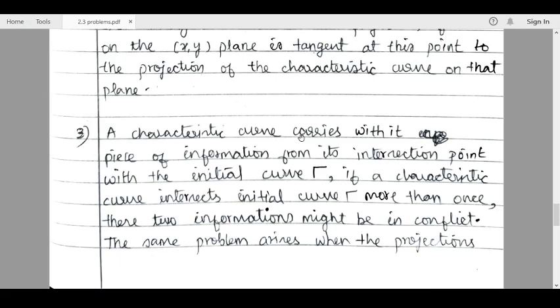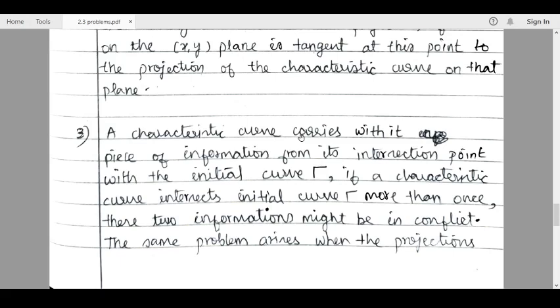Now, if the characteristic curve intersects the initial curve at one more point, at that point it will have another piece of information. If that point is different from the previous one, at t equal to 0 their x will be different, y will be different, u will be different. So there will be a clash, there will be a conflict. So this is not possible. So a characteristic curve should meet the initial curve only at one point. It should not meet the initial curve at more than one point.